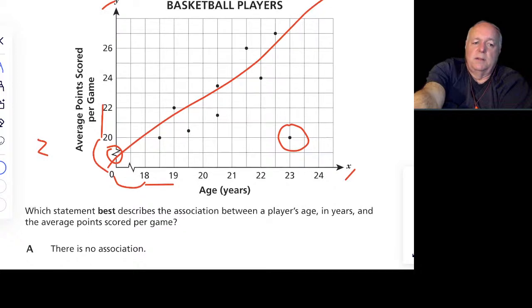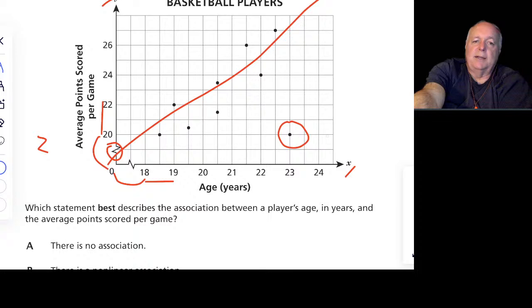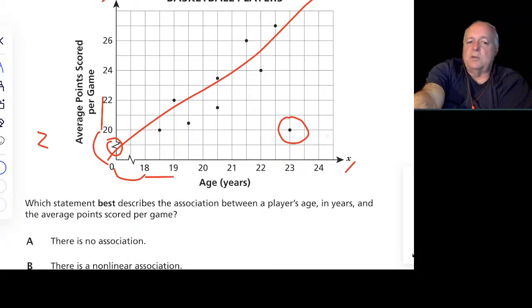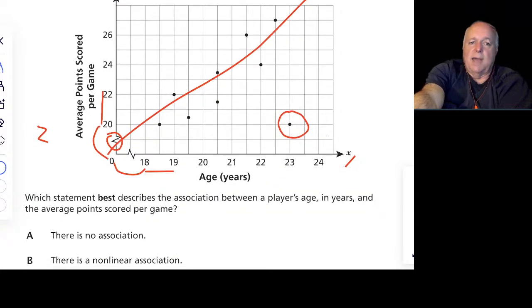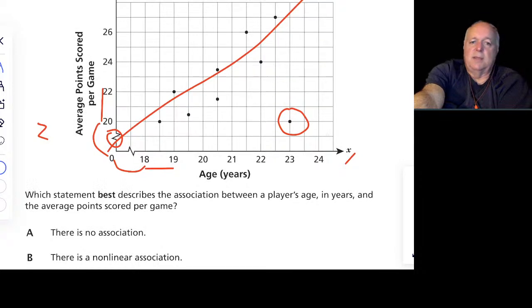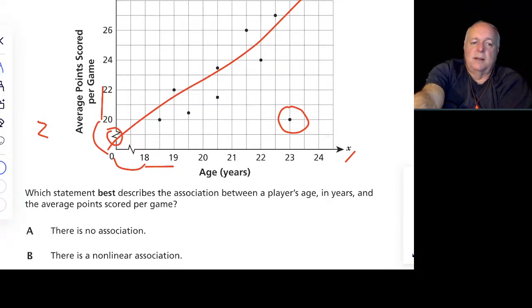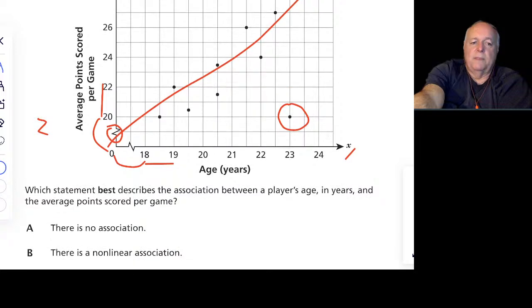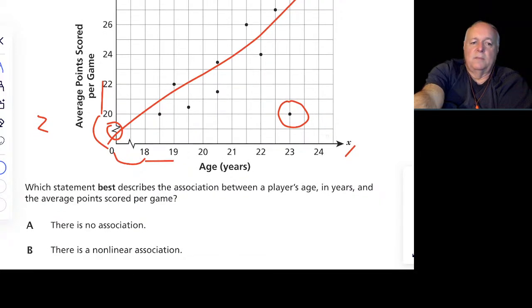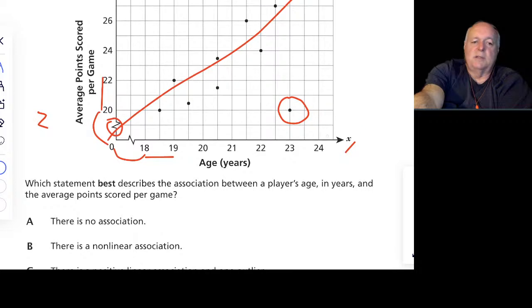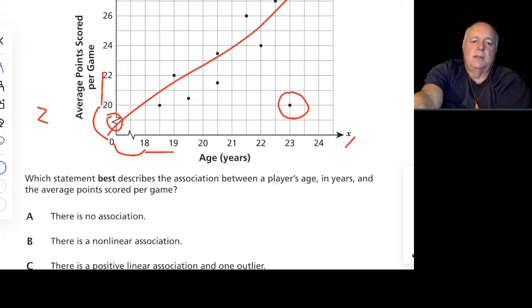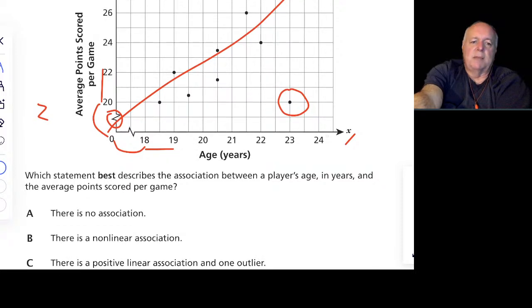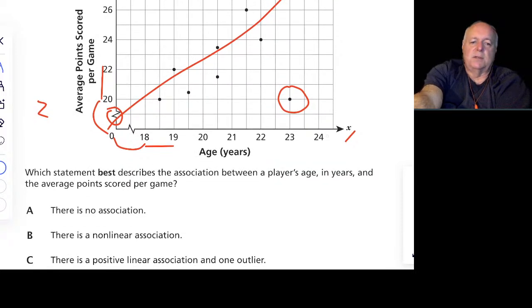All right. So B says there is a nonlinear association, except for point 23, 20. It surely looks like we can model a linear equation there if we amortize the points. So we can definitely get a linear equation out of there. So B is not right. There is a positive linear association and one outlier. Bingo. That's it. So let's just make sure that we didn't make some goof up and that D might be the answer. But so far, C is definitely the answer.